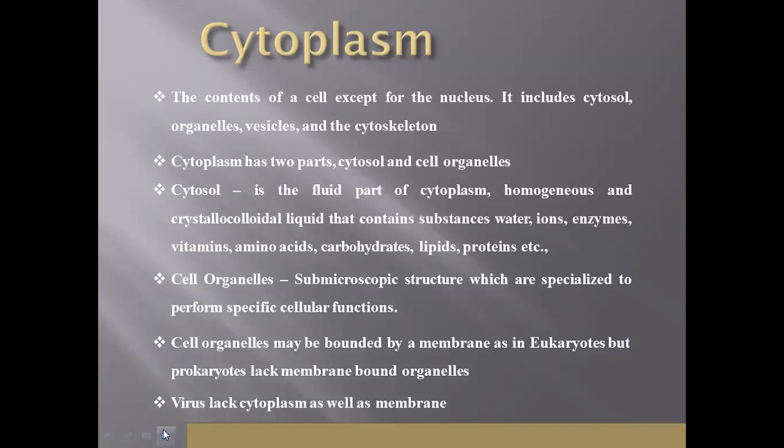Cell organelles. What are cell organelles? These are the submicroscopic structures which are specialized to perform specific cellular functions. Cell organelles may be bounded by a membrane, as in eukaryotes, but prokaryotes lack membrane-bound organelles. So the membrane-bound organelles that we will be discussing here are absent in prokaryotic cells.